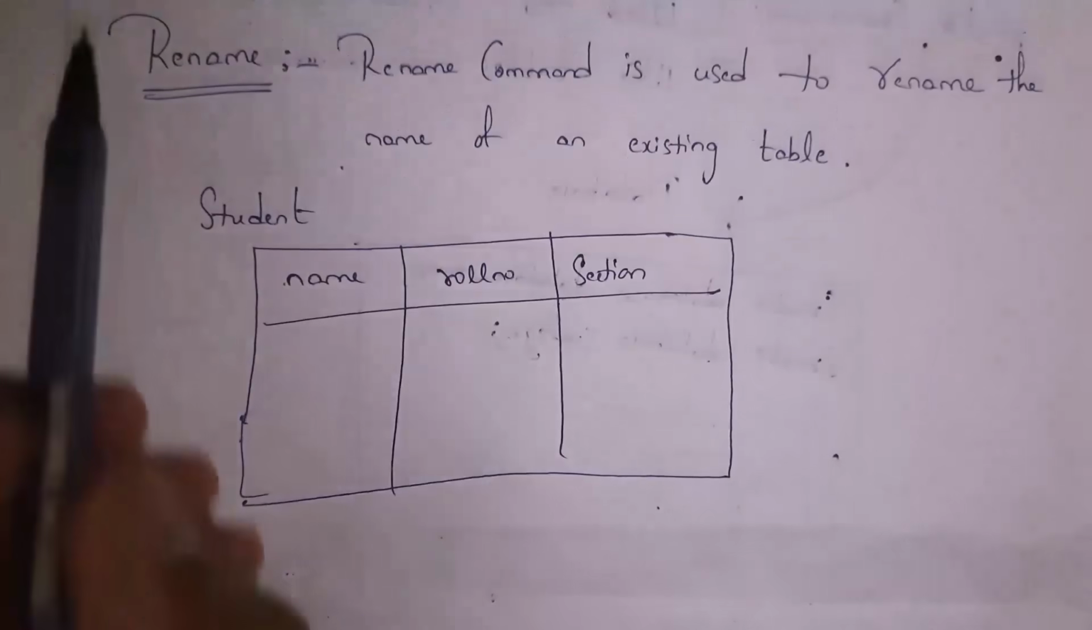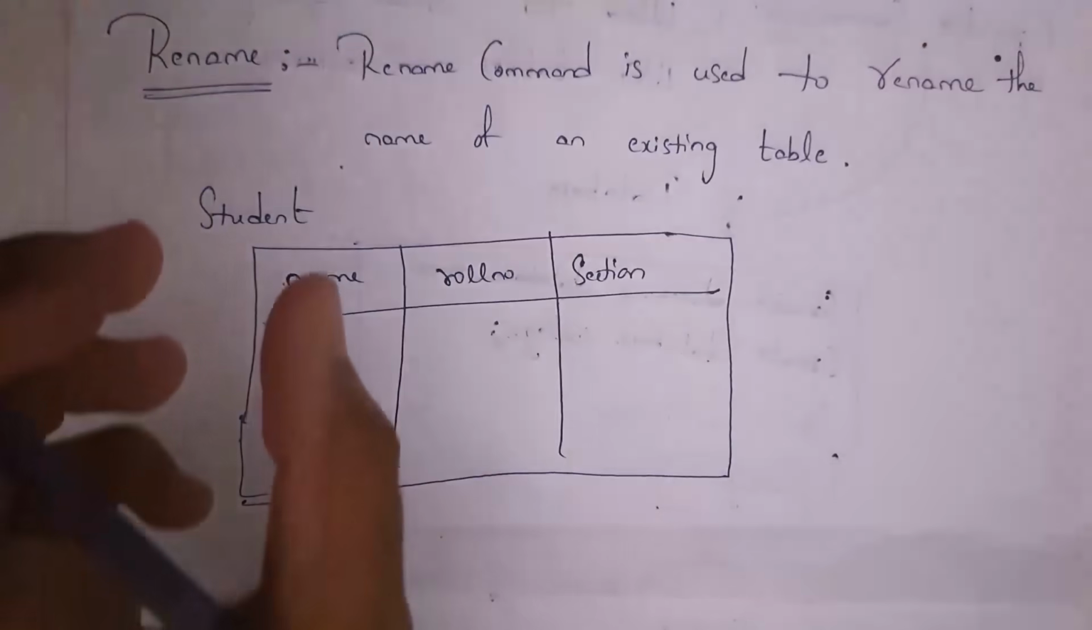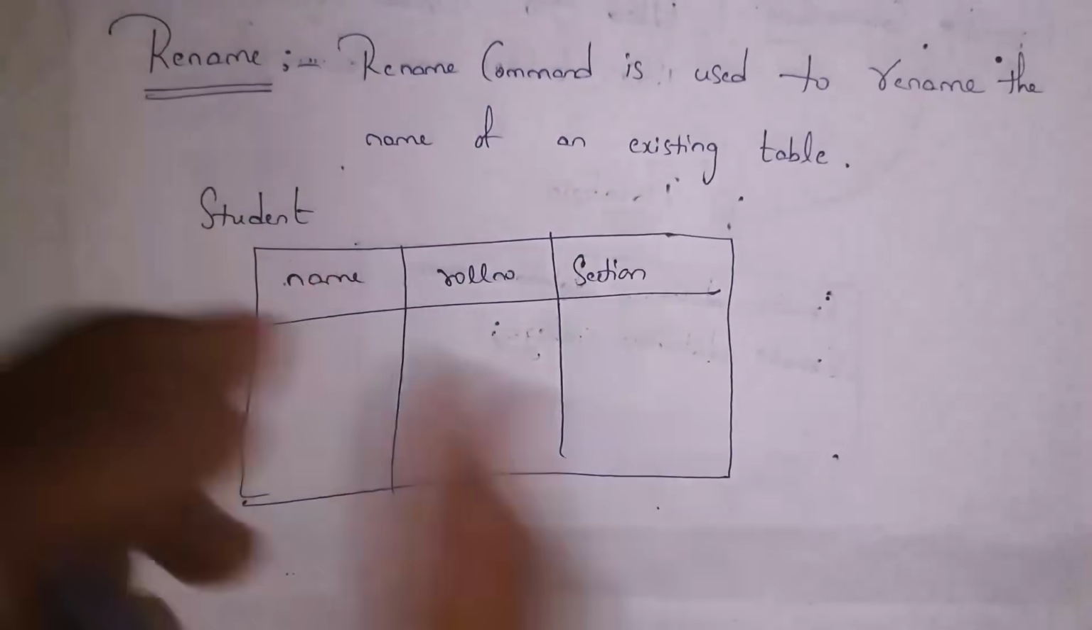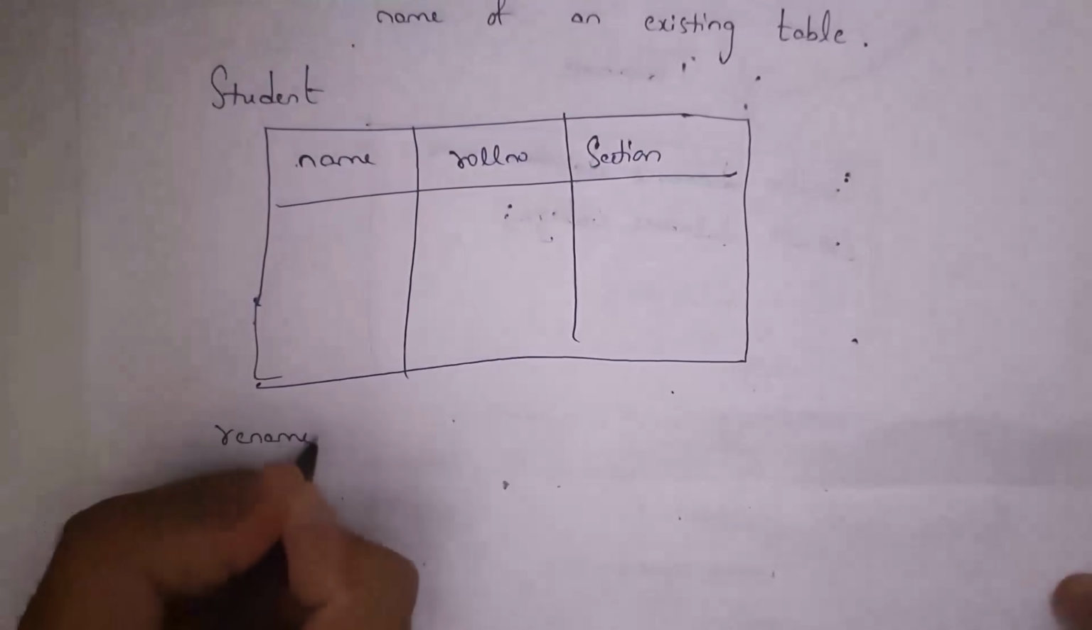Next I will explain what is use of rename command. Rename command is used to rename existing table. For example, there is student table. Now I want to change name student to students. In order to change name from student to students, you need to use rename command. So just write here rename, all are small letters.